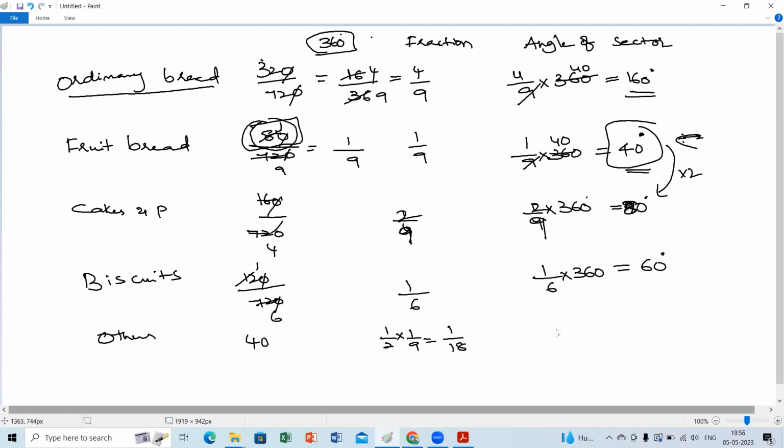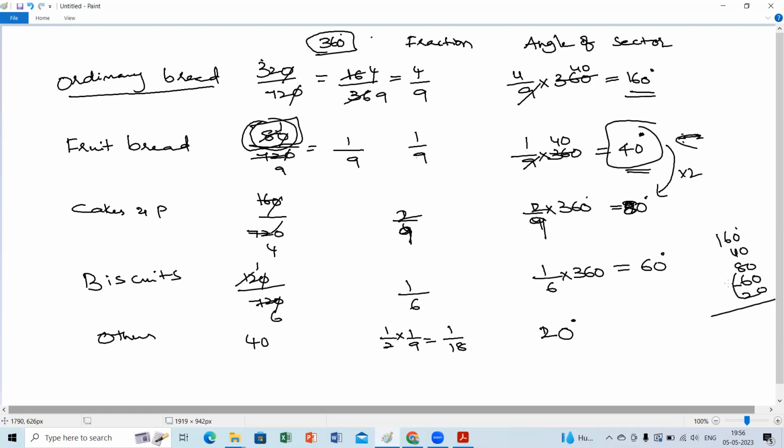Half of 40 is 20, ma'am. Now you have to calculate whether we are doing correct or not. You can recheck also. 160 degrees, 40 degrees, 80 degrees, 60 degrees, and 20 degrees together, how much should you get? 360. Yes, correct. 360. Please check it.